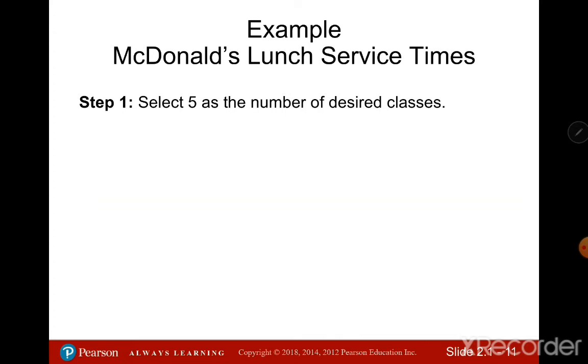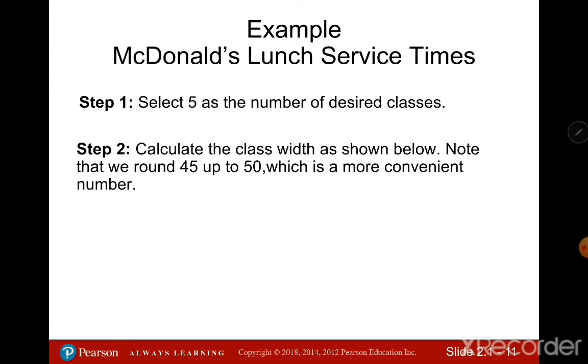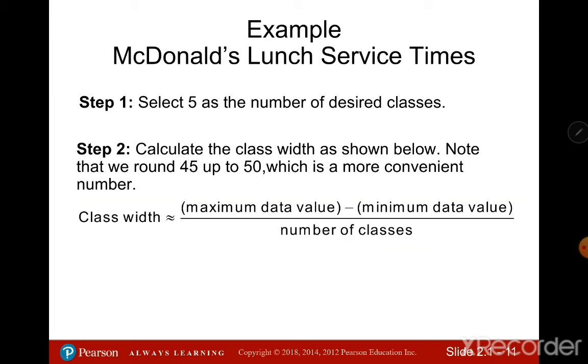So first step, remember, we should pick the number of classes. Because we do not have lots of values, we just pick 5 as our number of classes. So we will have 5 classes in our frequency table. Then step 2, we will try to calculate the class width. So how can we get the class width? We check this formula.